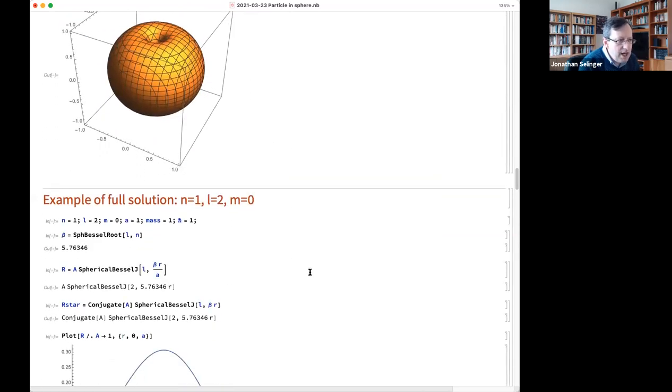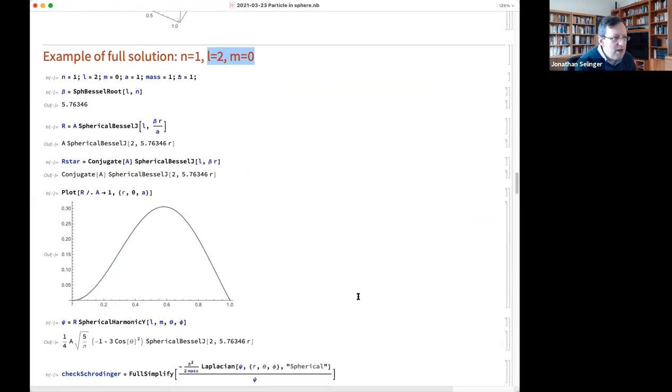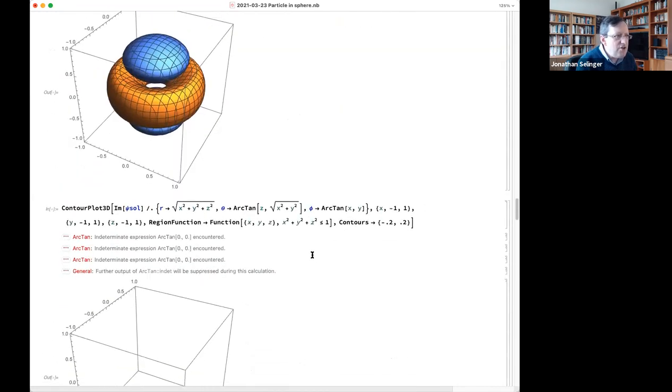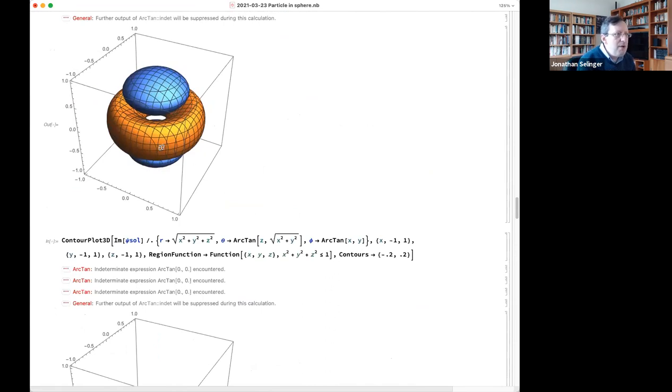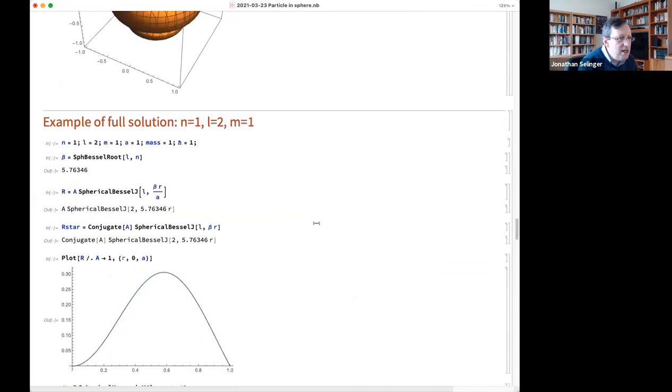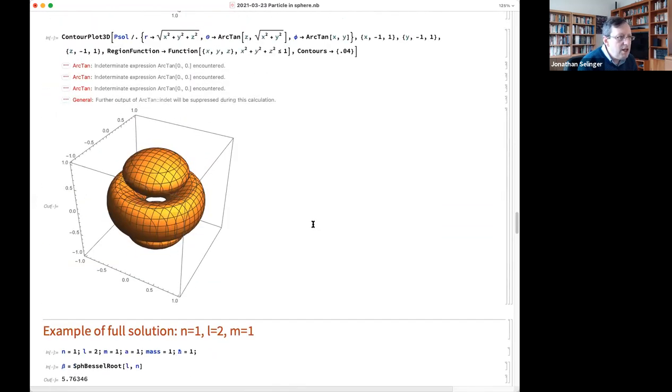Let's keep going. I got so excited about this, I did a whole bunch of these. So here is L equals 2, M equals 0. For the wave function, you can see it's positive real around this belt around the center, and it's negative real at big positive and negative z. So the probability density looks like this one.